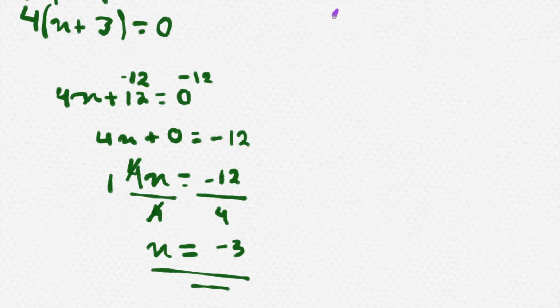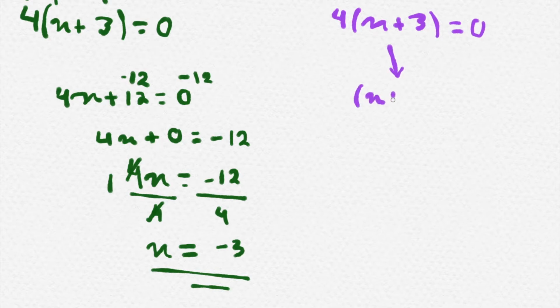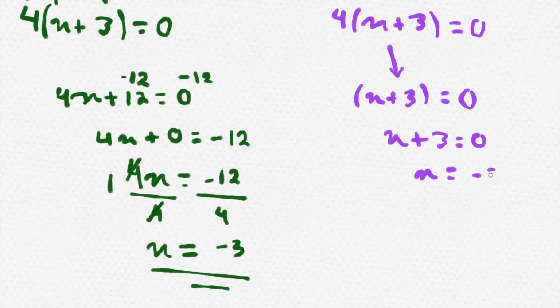Now, let's try this question using my new method. 4 into x plus 3 is equal to 0. Here, we can directly write x plus 3 is equal to 0. So, we minus 3 from both sides, and this will give us x plus 0 is equal to minus 3. So, x is equal to minus 3.